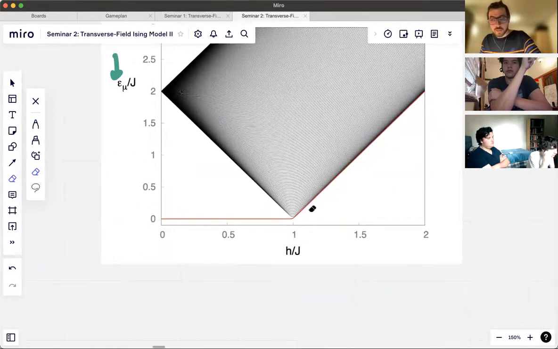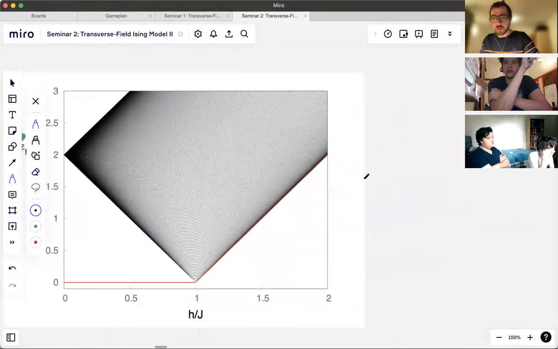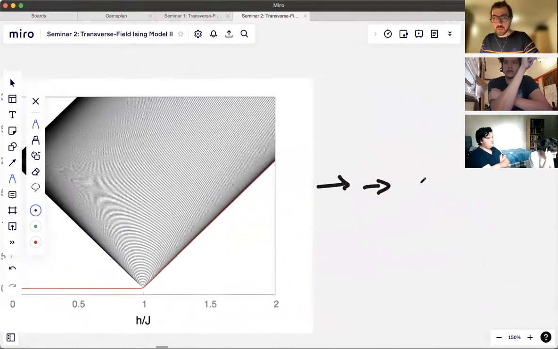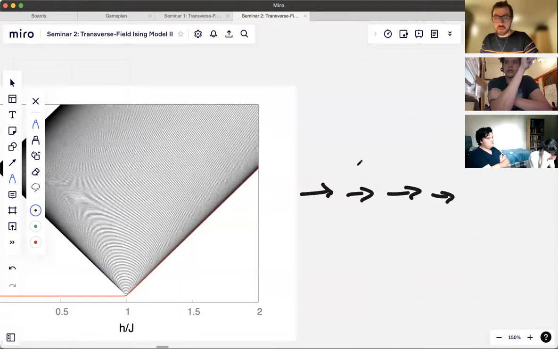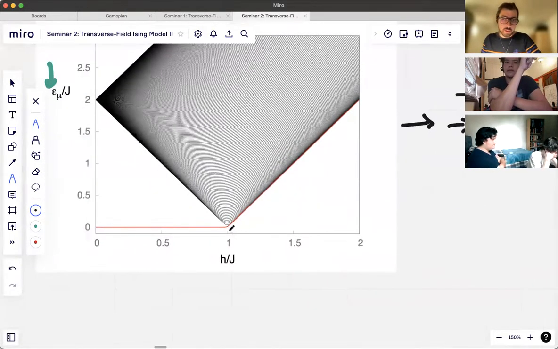But then above the critical field, you end up with the polarized state where all of the moments point in the direction of the magnetic field, and the system no longer has a zero energy excitation. The nomenclature for this would be that the system acquires a gap.